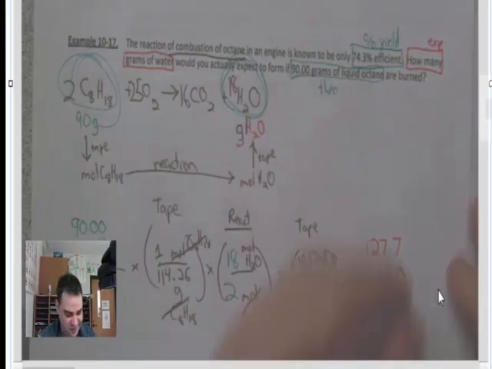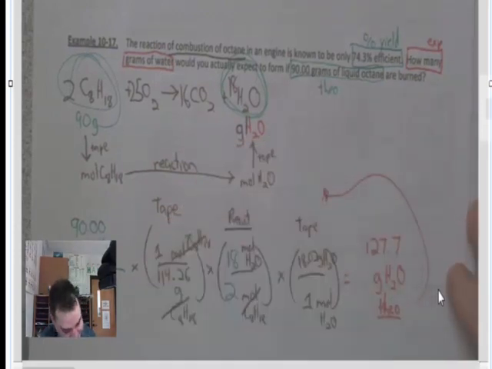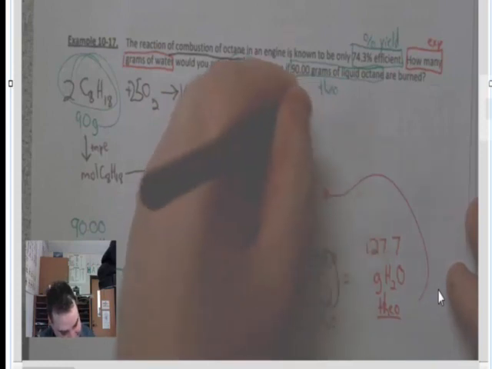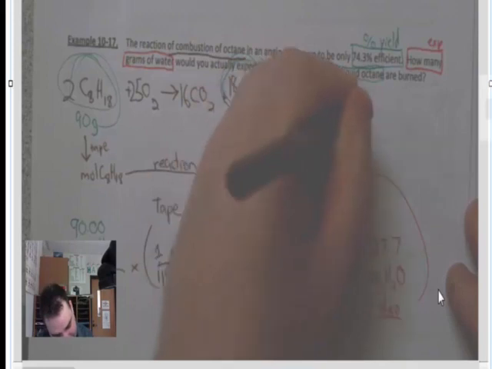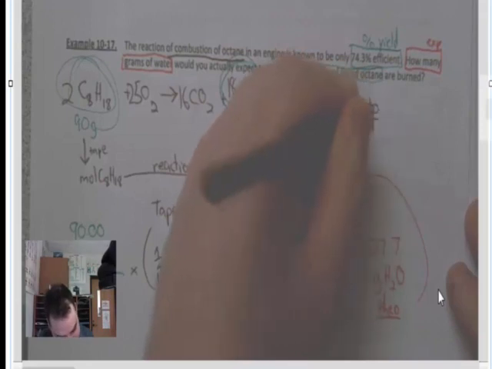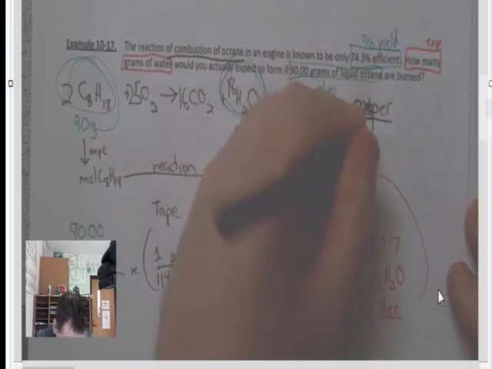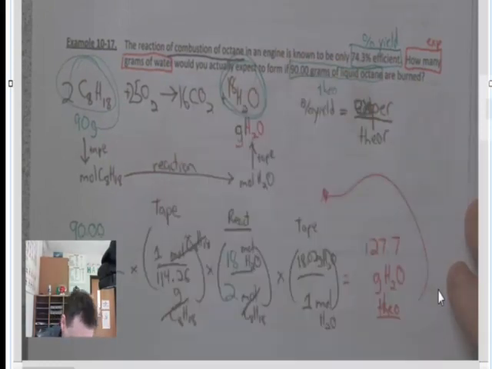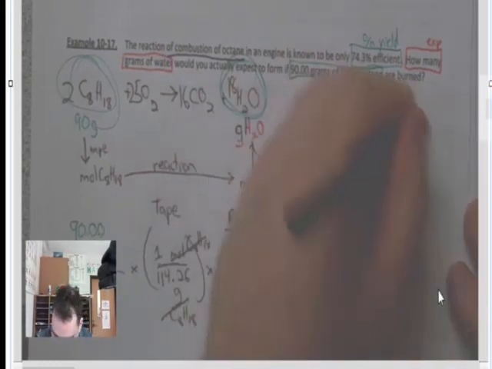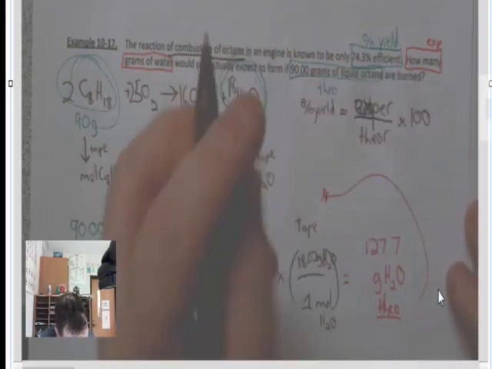Now I'm going to take that and use it in the percent yield equals actual, nope, not actual, experimental. I gotta use the word experimental, because it came from an experiment, over theoretical, times 100. Hopefully I remember to multiply the other one times 100. We'll see.